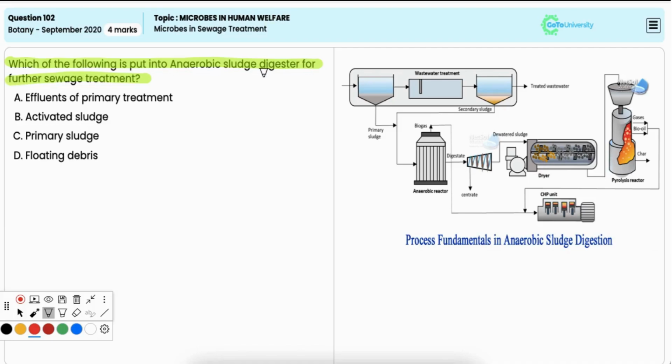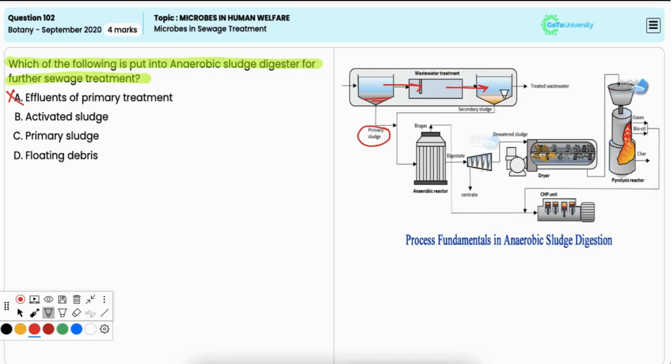Now, the effluents of primary treatment are liquid waste that has already undergone sedimentation where heavier solids have settled down, and this liquid is sent for secondary treatment, not into the anaerobic sludge digester. Hence, it is incorrect. Option B, activated sludge.